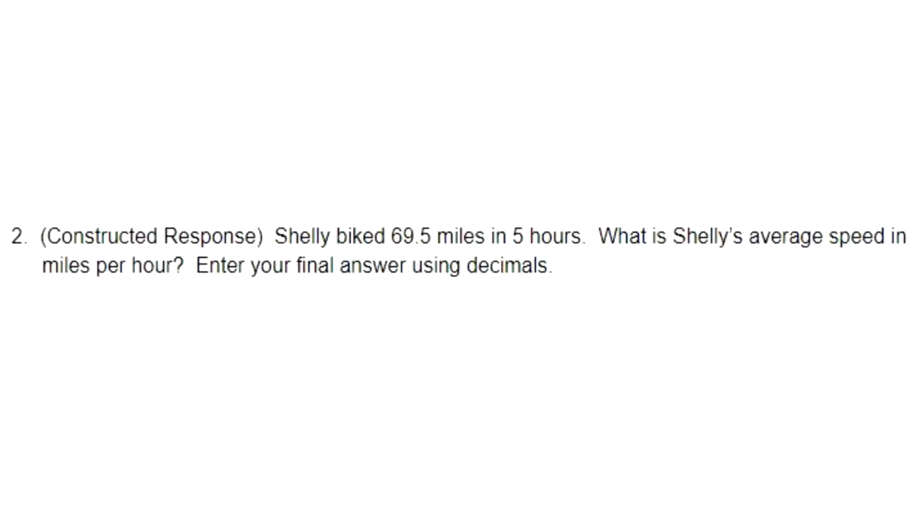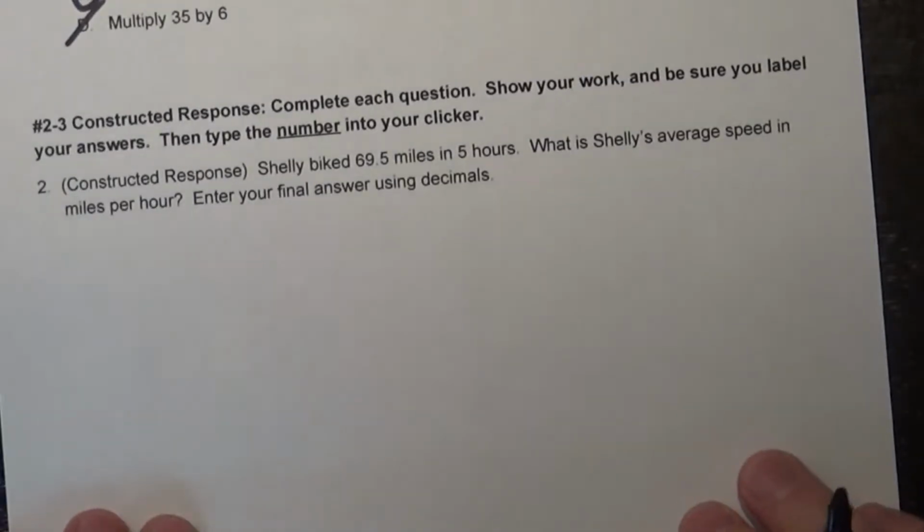All right, so now let's take a look at number 2. Number 2 says, Shelley biked 69.5 miles in 5 hours. What is Shelley's average speed in miles per hour? And enter your answer using decimals. So we're looking for a decimal answer here.